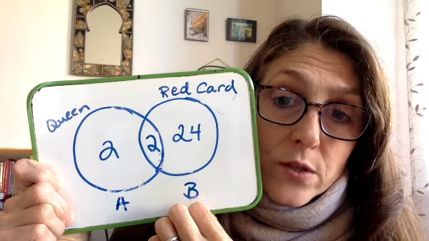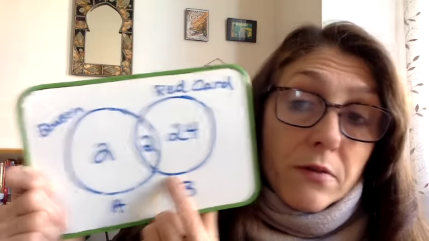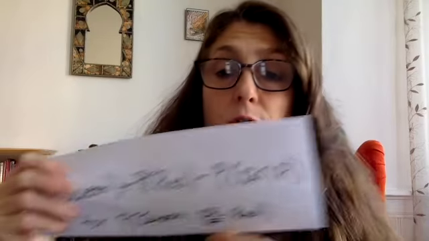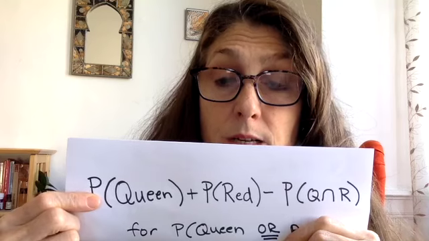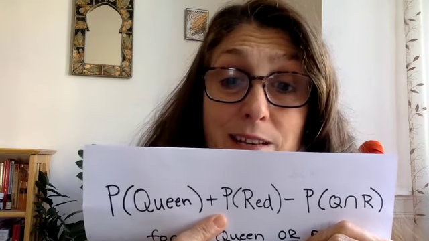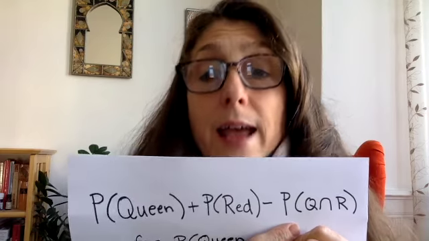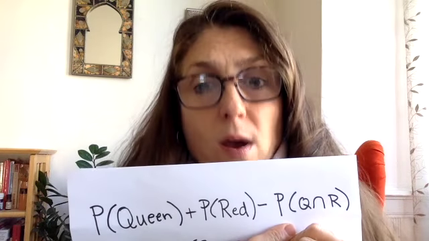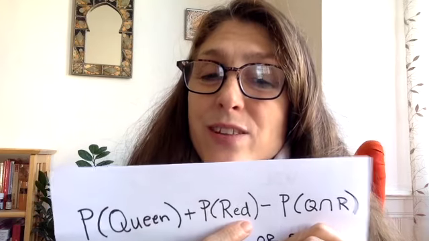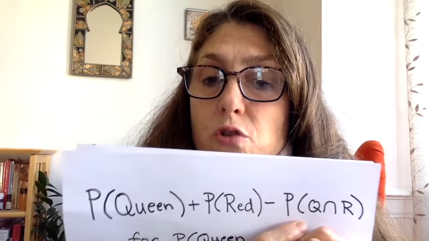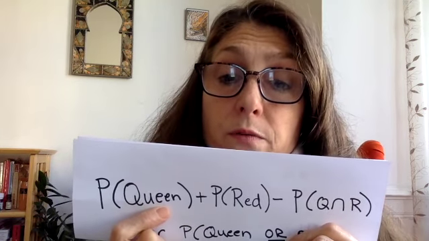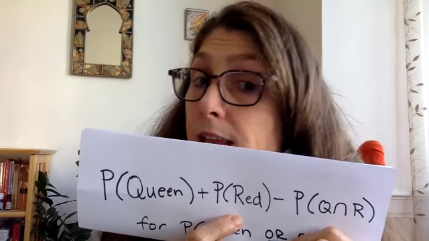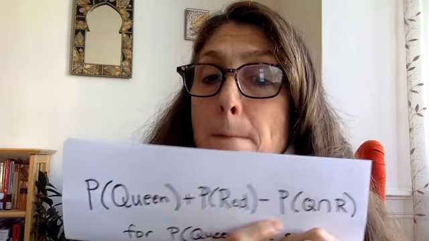So what you have to do when you have non-mutually exclusive events, you have to add the probability of the first event plus the probability of the second event, and then you have to subtract out that extra that you counted twice, because you counted it here and then you counted it here again. So you have to subtract out that intersection once. So that means 4 out of 52 plus 26 out of 52, that's too many, minus 2 out of 52.